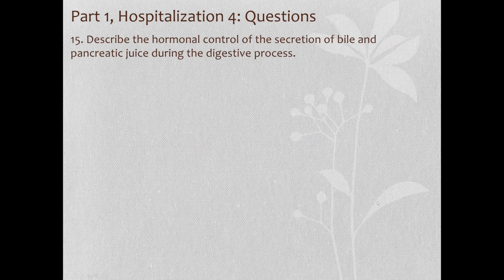So number 15, describe the hormonal control of the secretion of bile and pancreatic juice during the digestive process. So note that this question is only asking about the hormones that regulate bile and pancreatic juice, which is the enzymes and buffers made by the pancreas. So it's not asking about all of the duodenal hormones, just the ones that regulate these 2 fluids.